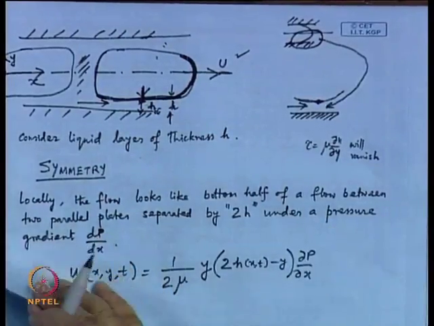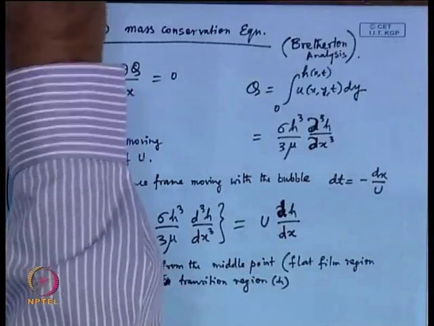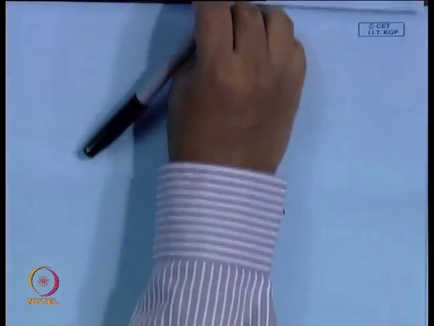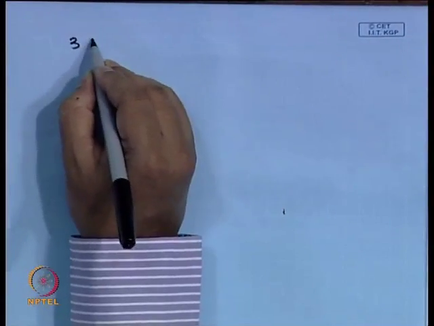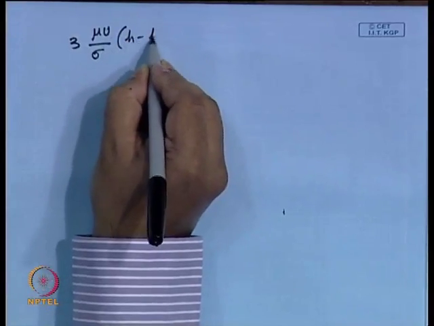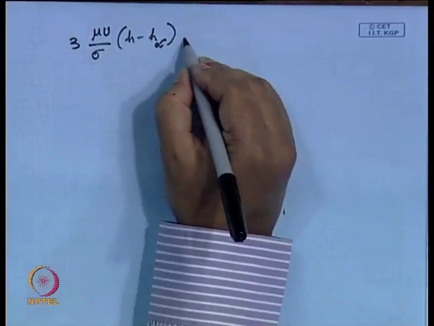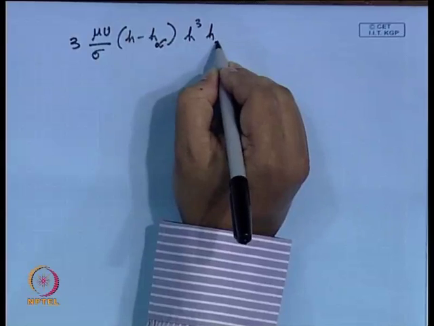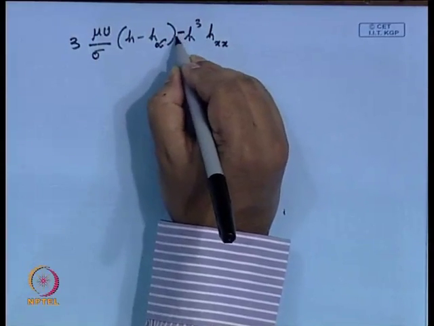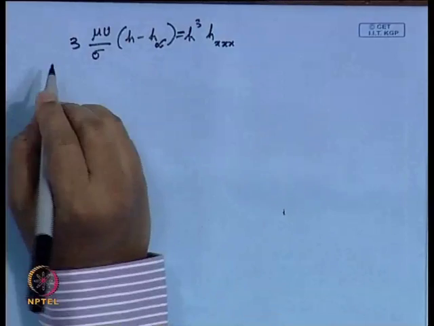So if you do that, the solution is what Bretherton has obtained: 3 mu u divided by sigma times (h minus h infinity) is equal to h cube into h x x x.